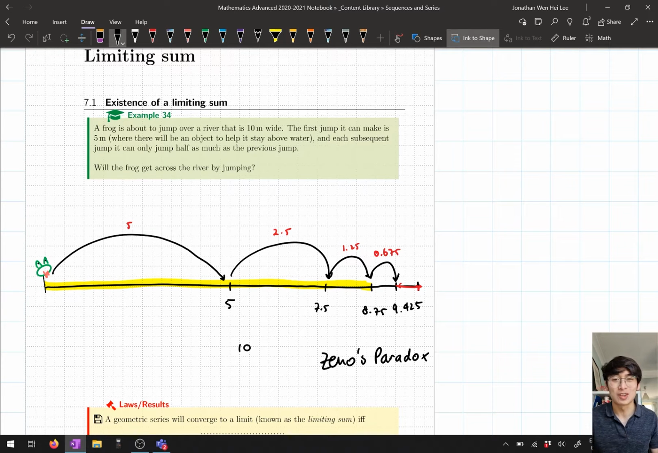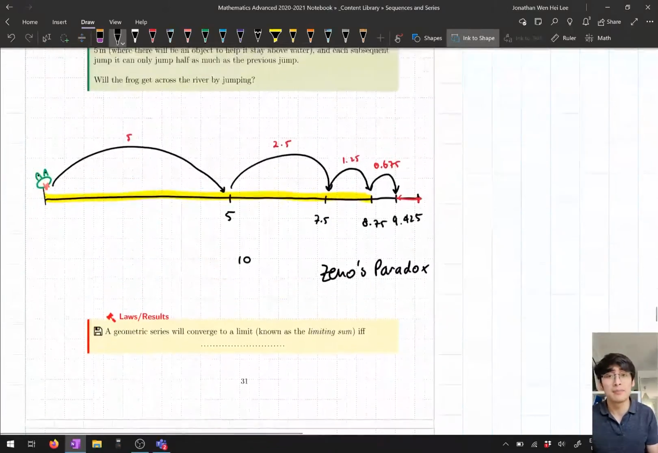In the maths course, what we actually call this is a limiting sum. There's actually a value that if we do this pattern continually until infinity, there should be a value that it eventually reaches. In this case, for this example, the frog will eventually reach 10 meters. If we sum this all the way to infinity, it should just add up to 10. And so this is what a limiting sum is.